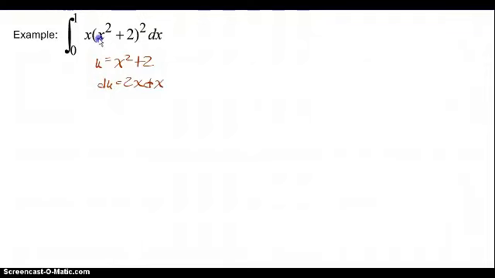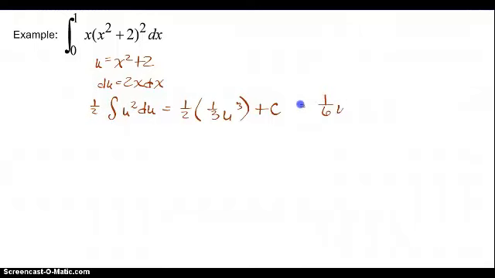We can clearly see that we're off by a factor of 2. When we use u substitution with the definite integral, we are then using the indefinite integral to find our antiderivative. So I'm going to pop my constant out front. The antiderivative of that function is 1/3 u cubed. This is an indefinite integral, so I have to put a plus c there. This cleans up to 1/6 u cubed plus c.